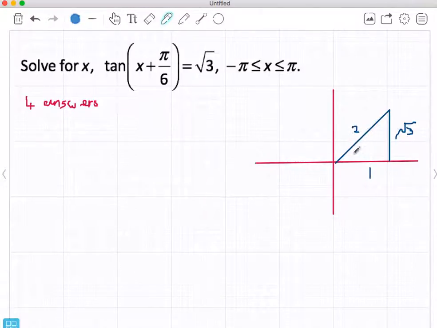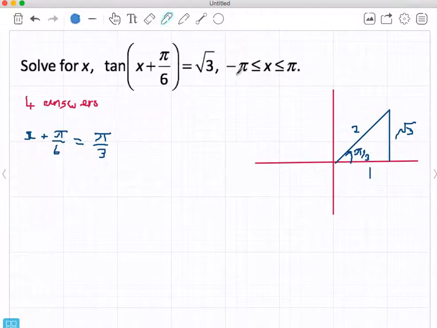I actually know this is 2, and I know that when I've got a triangle like this, the angle in here is pi over 3. So I know that this angle equals pi over 3 simply from my knowledge of this triangle. So I'm going to start off by getting rid of the tans, and I can just say that x plus pi over 6 can equal pi over 3. Very straightforward. However, that's if I measure anticlockwise and have a positive angle.